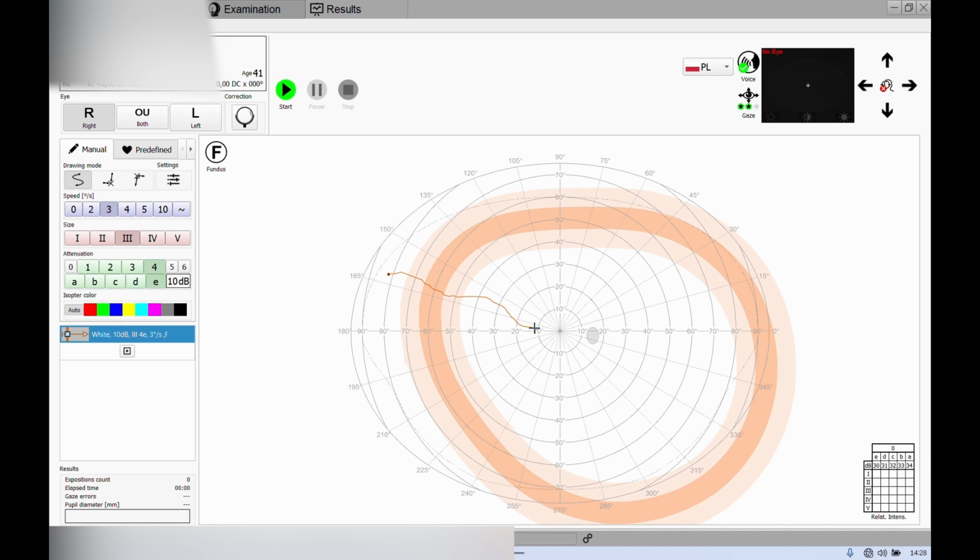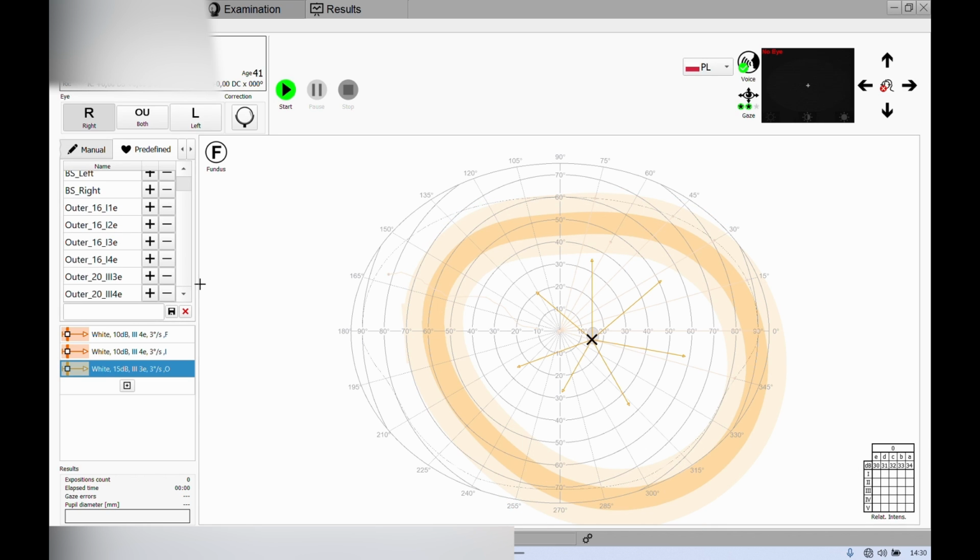So we have three different drawing modes. There is the manual mode, in which you basically draw the different path. We can have the second mode, in which you just put the start point of the vector. And then we have the third mode, which is the opposite. So basically you put one start point and then you put multiple endpoints around it. So you can test from the center to the periphery.